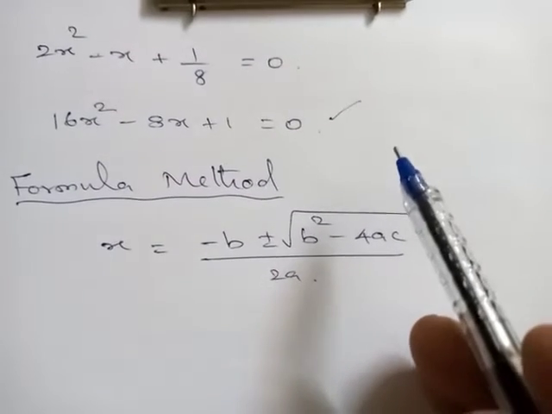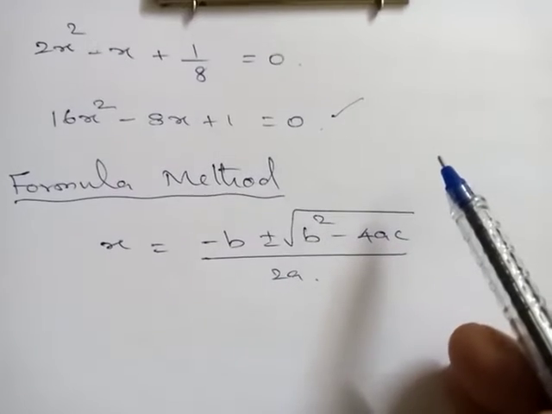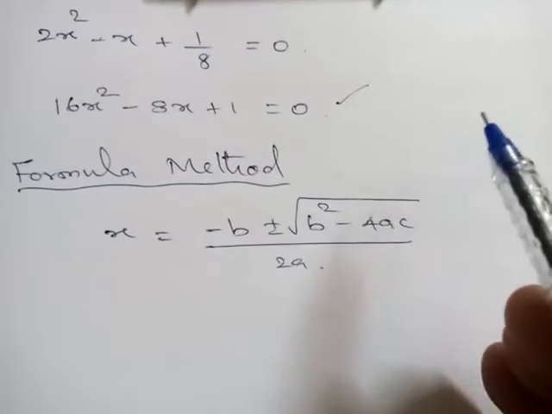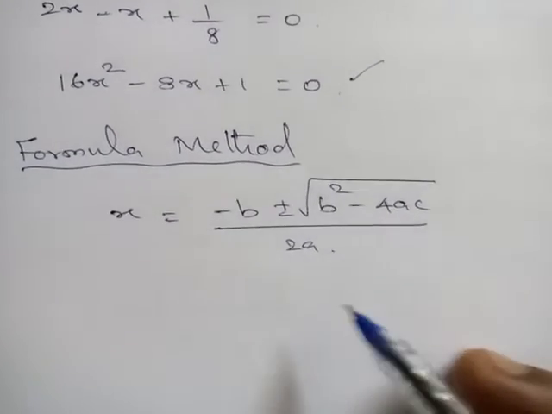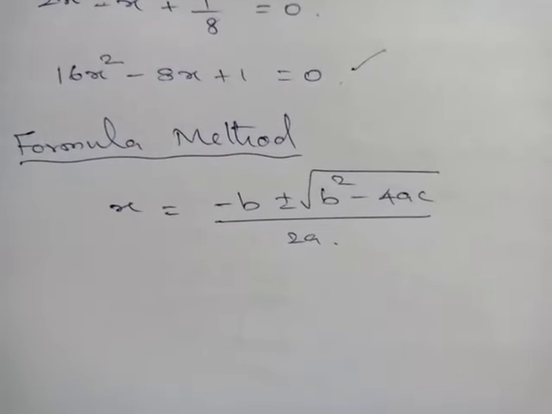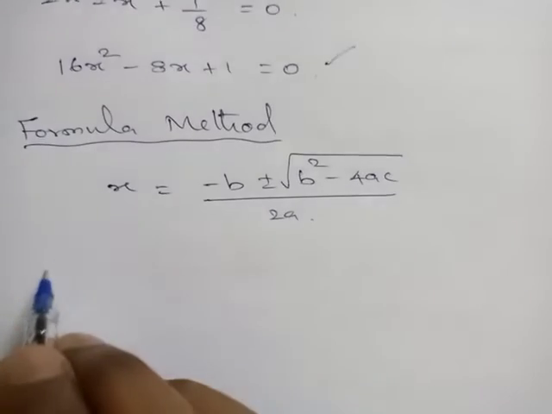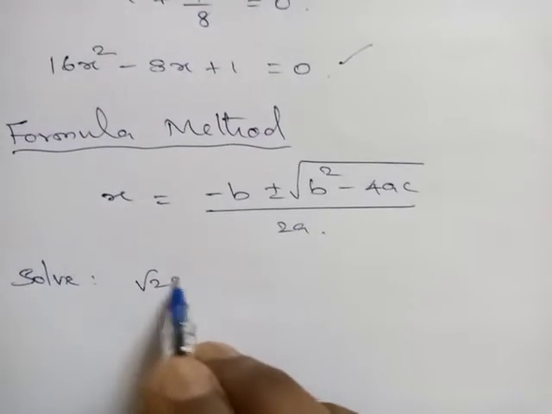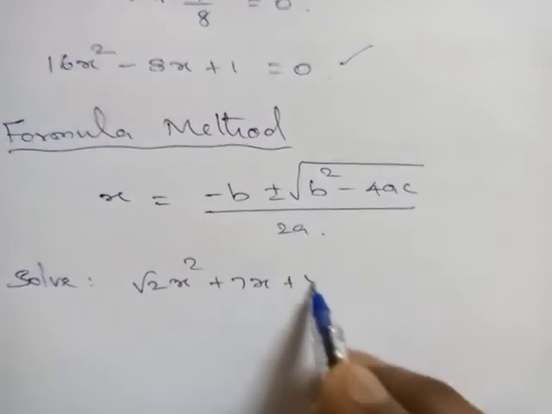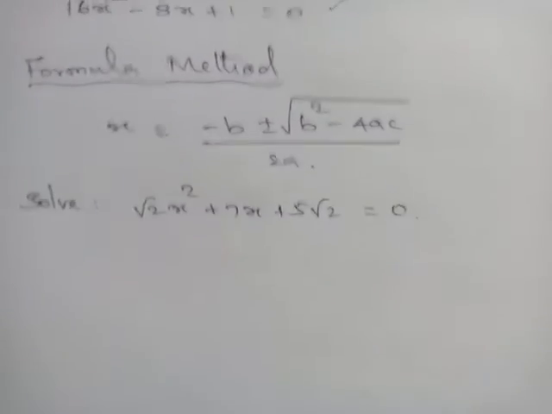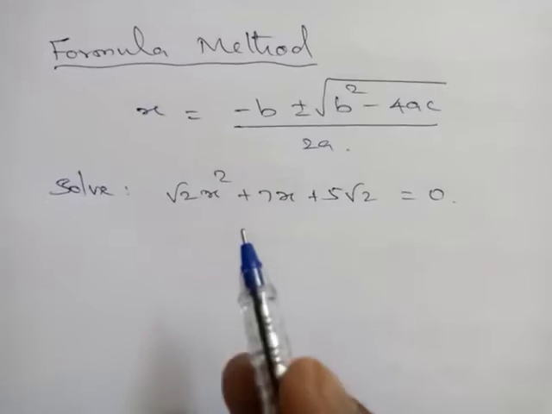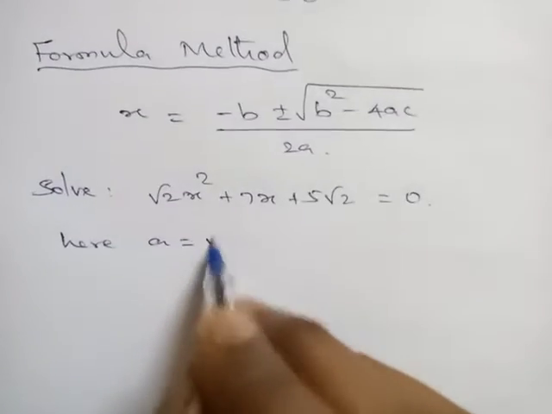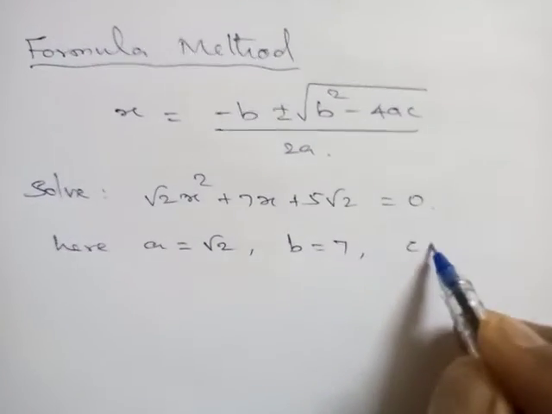Suppose, for example, the numbers are a little bit bigger, or too much time is taken to find the numbers. If so, you just use this formula method. It will be very easy and we can find the answer quickly. For example, solve the same problem. Take root 2 x square plus 7x plus 5 root 2 is equal to 0. Now we completed the same problem by factorization method. Now we'll do it by formula method. Here a is equal to root 2, b is equal to 7, c is equal to 5 root 2.